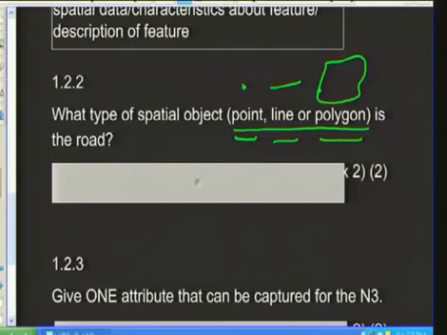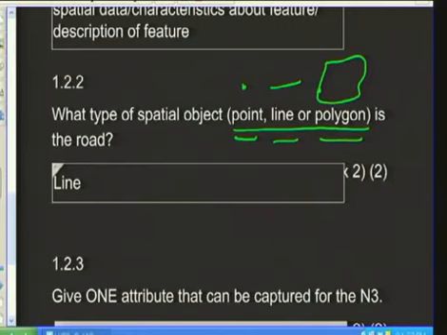Now we have to ask ourselves, or the examiner asks, what type of spatial object is the road, a point, a line, or a polygon? I think this one's going to be fairly straightforward. Naturally, it's the line.